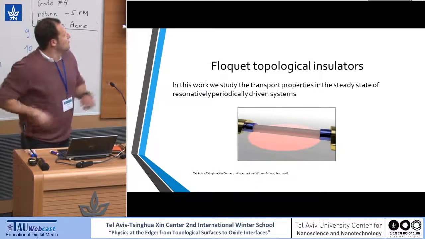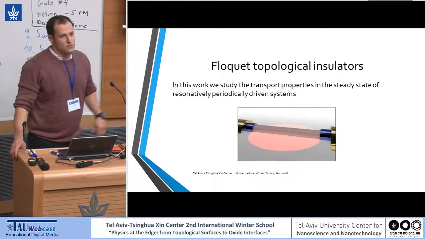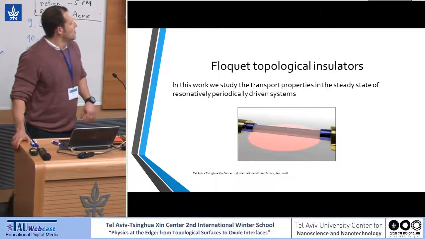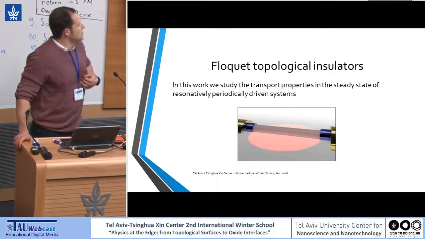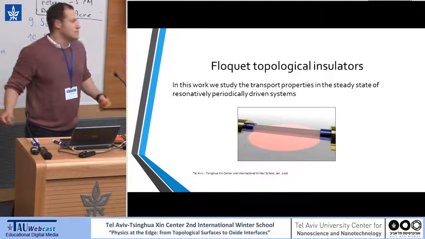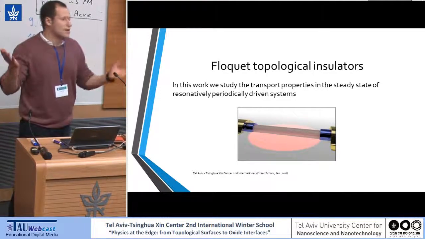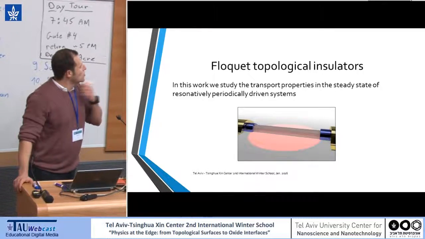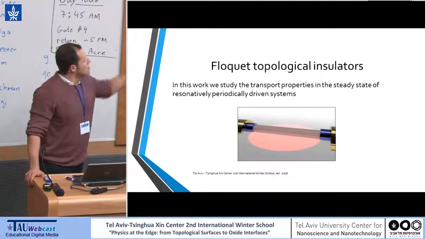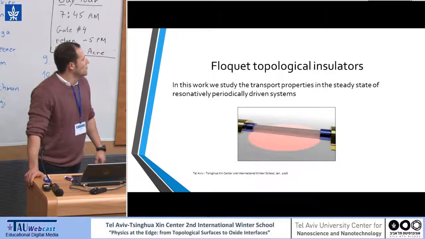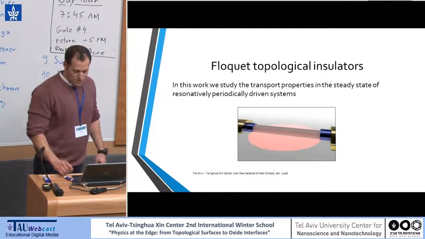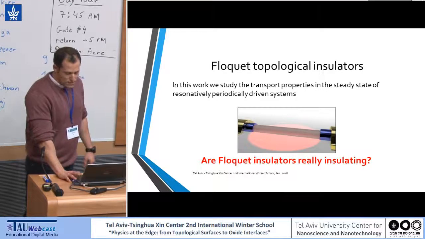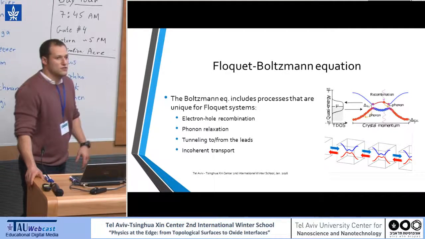This is the setup that we consider. It consists of a Floquet insulator wire that is coupled to a bath of bosons, phonons, and photons that stabilize the occupation inside the Floquet insulator. At its edge, it is coupled to two leads that create a chemical potential difference and allow a current to flow. In this work, we want to calculate the current through this Floquet insulator wire. Basically, we would like to answer the question, are Floquet insulators really insulating? And maybe find conditions when it happens.